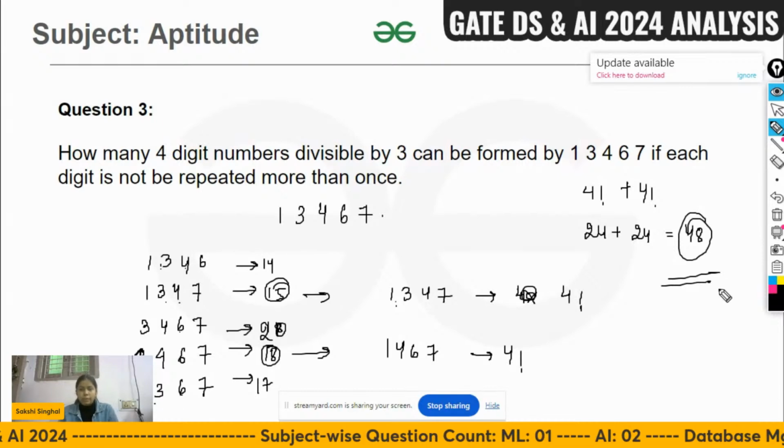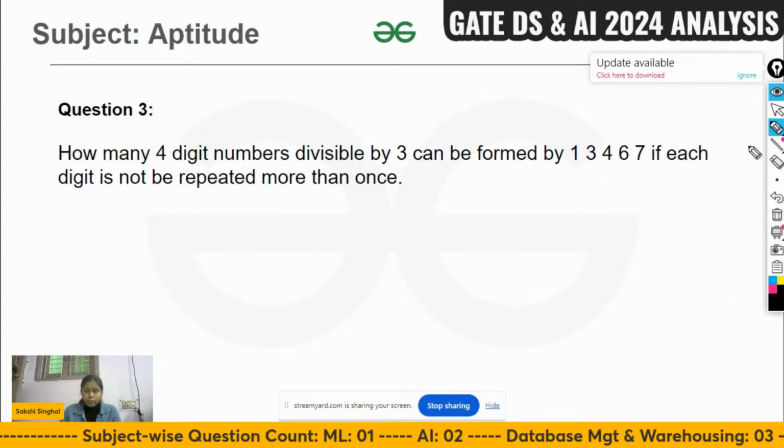Right? So this was an aptitude question. Let's move to the next question.